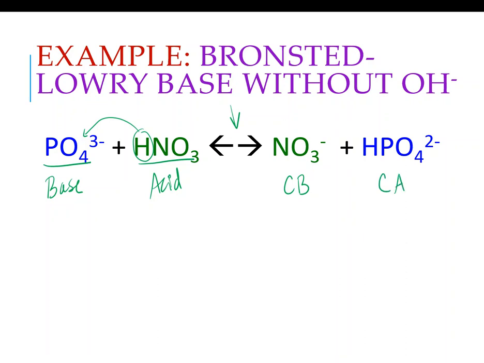But this one shows there's no hydroxide being produced anywhere, so you would not consider phosphate to be an Arrhenius base, because it's not producing hydroxide in this particular reaction. You would only label it a Bronsted-Lowry base. So that's a good example showing how it can meet one definition without meeting the other definition.